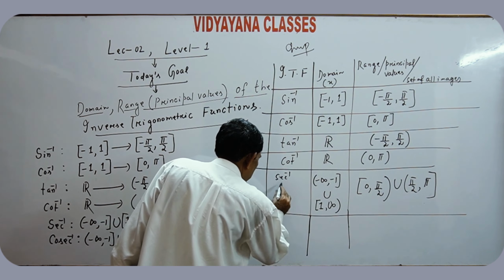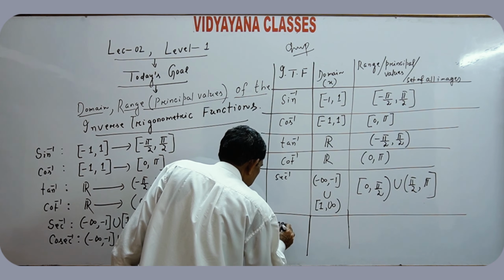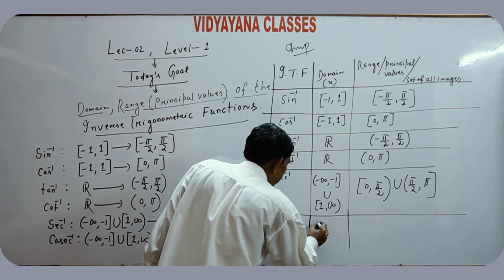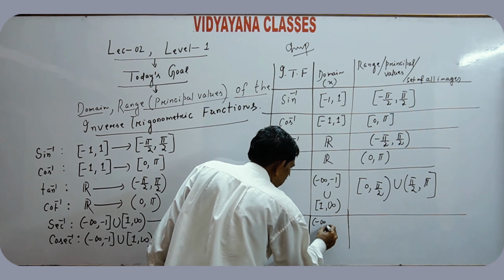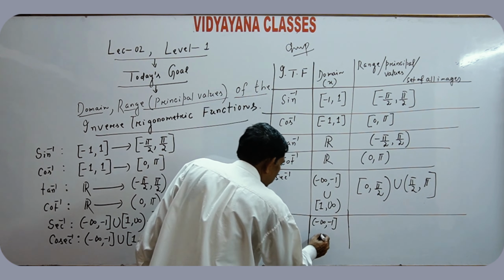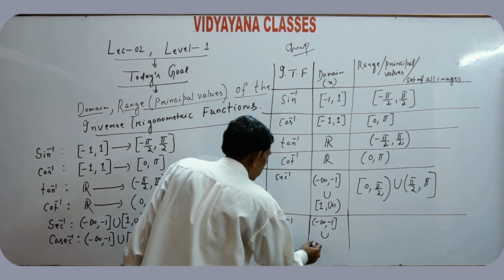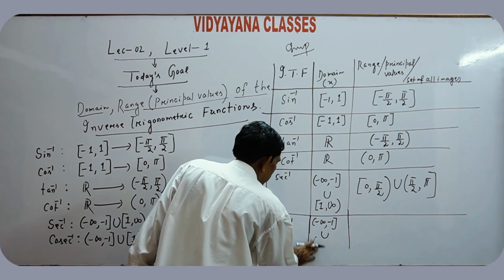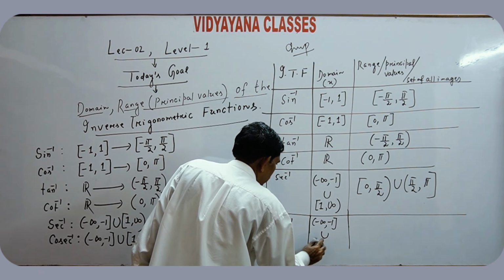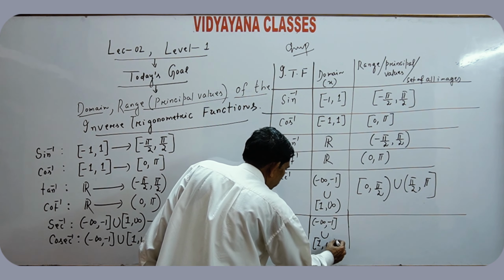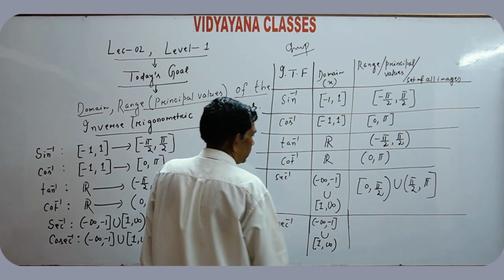And cosec inverse x is the same as this set, that is minus infinity to minus 1 close bracket union close bracket 1 to infinity open bracket. This set is same as this set.